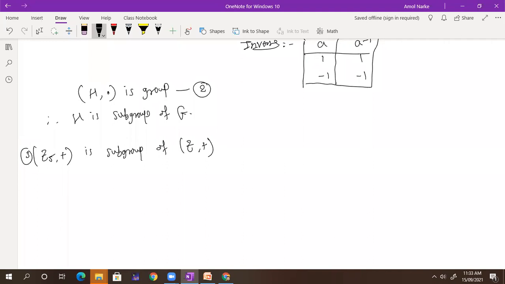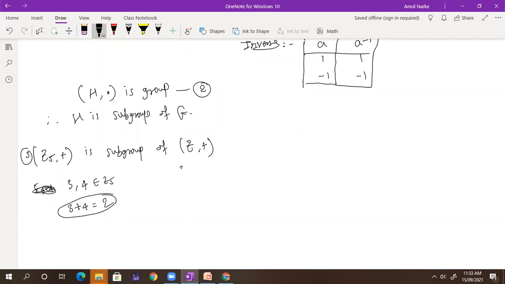What about if I take 5 and 4, not 5 and 4, suppose 3 and 4 belong to Z5. What is 3 plus 4? 7. Whether 7 belongs to Z5? No. What is 3 plus 4 in Z5? In Z5 we define that plus is nothing but the modulo operation. It is 2. Okay, 3 plus 4 is 2 here.